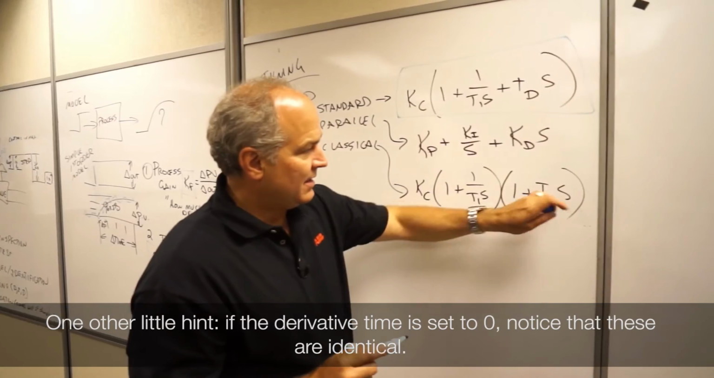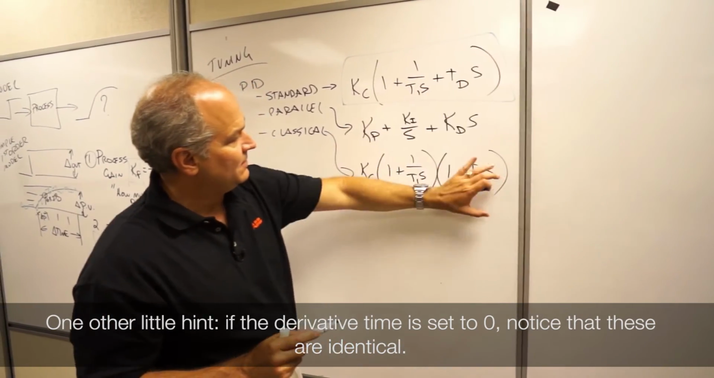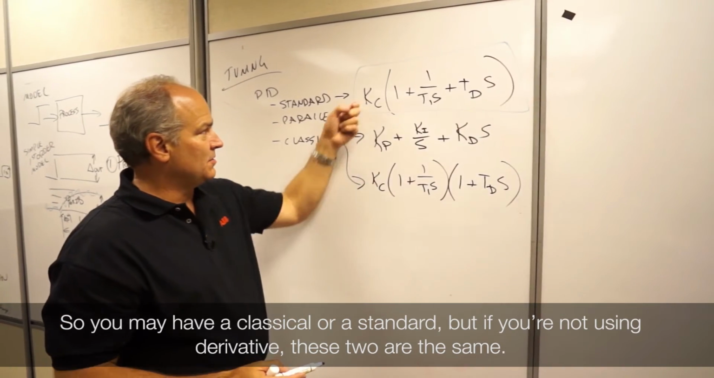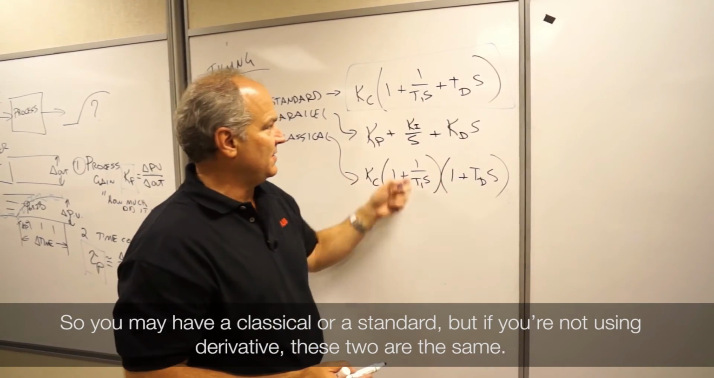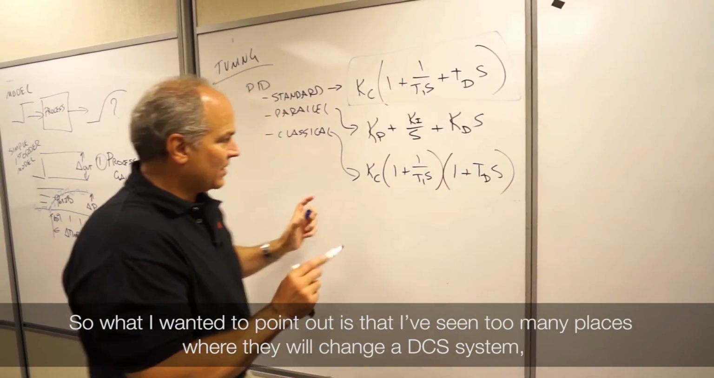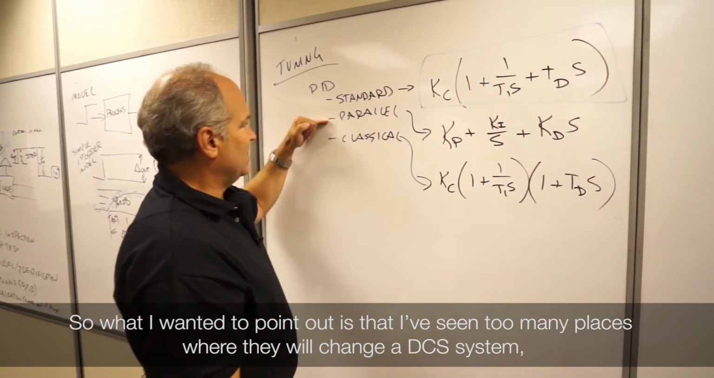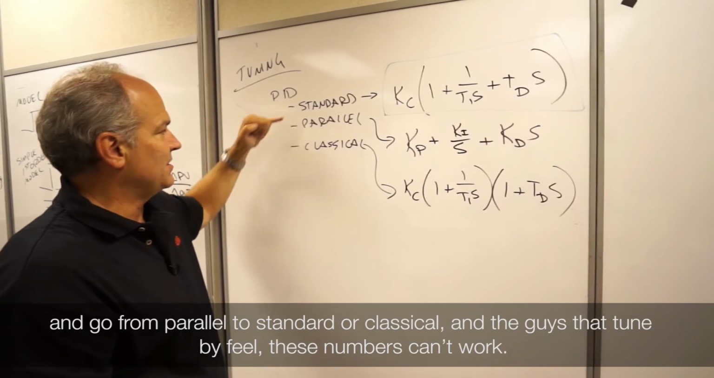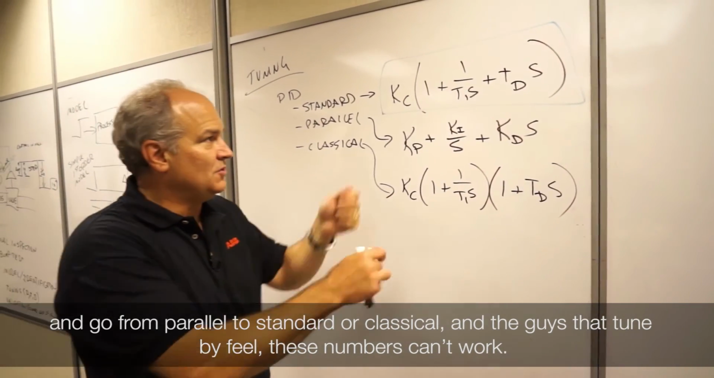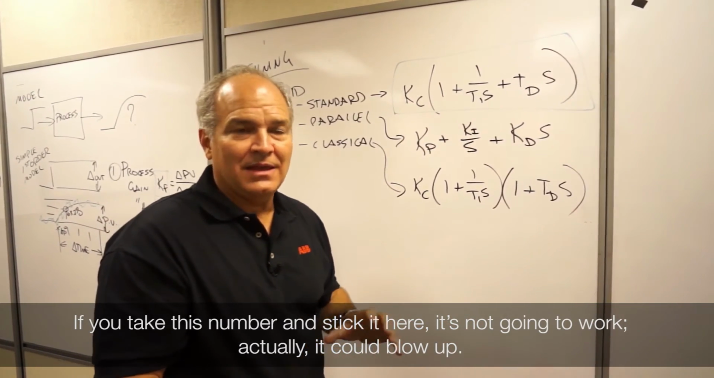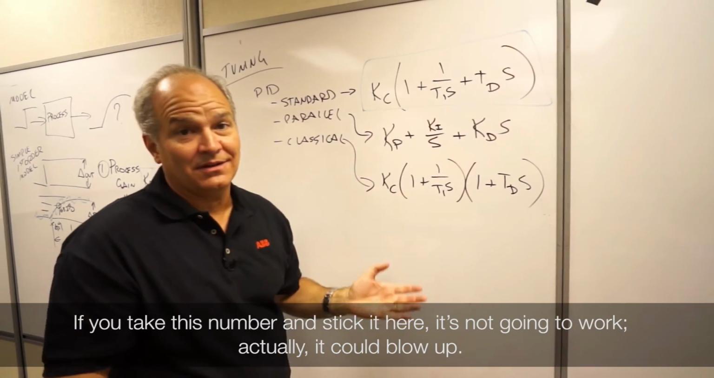One other little hint is if the derivative time is set to 0, notice that these are identical. So you may have a classical or a standard, but if you're not using derivative, these two are the same. What I wanted to point out is I've seen too many places where they'll change a DCS system and go from parallel to standard or classical, and the guys that tune by feel, these numbers can't work. If you just take this number and stick it here, it's not going to work.